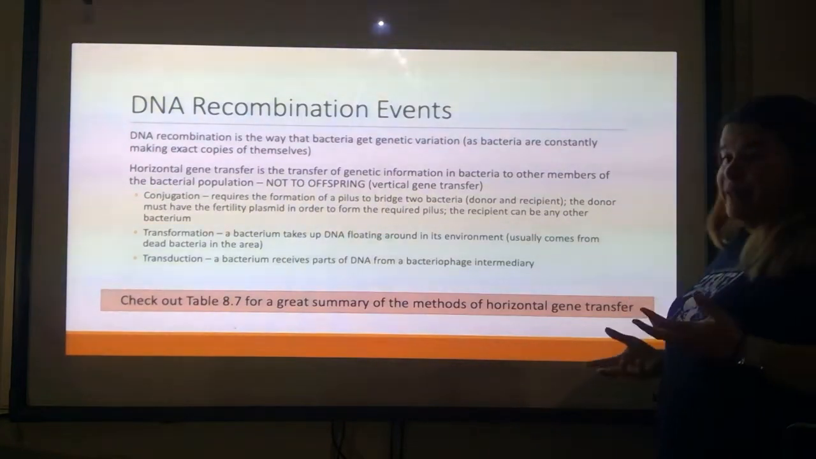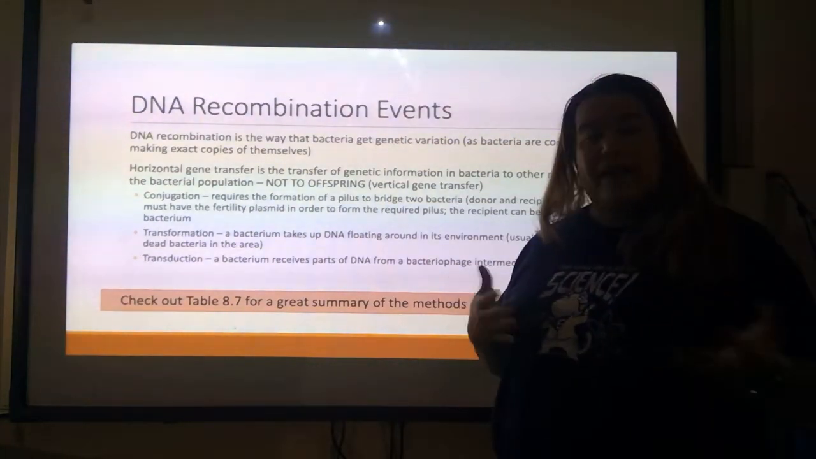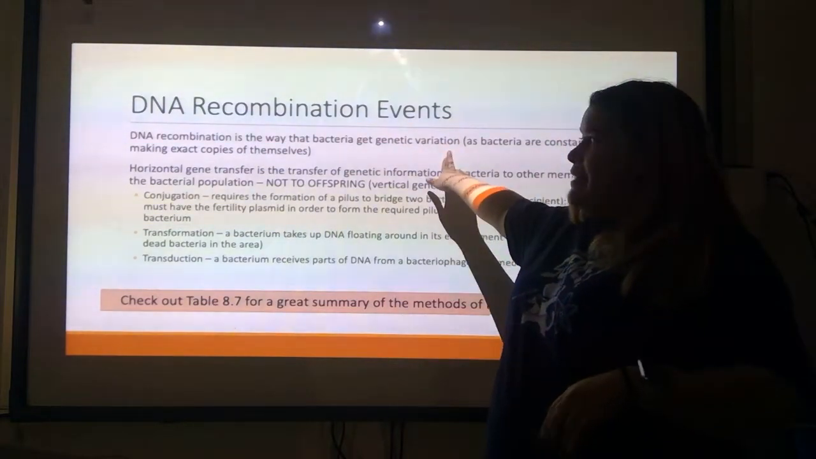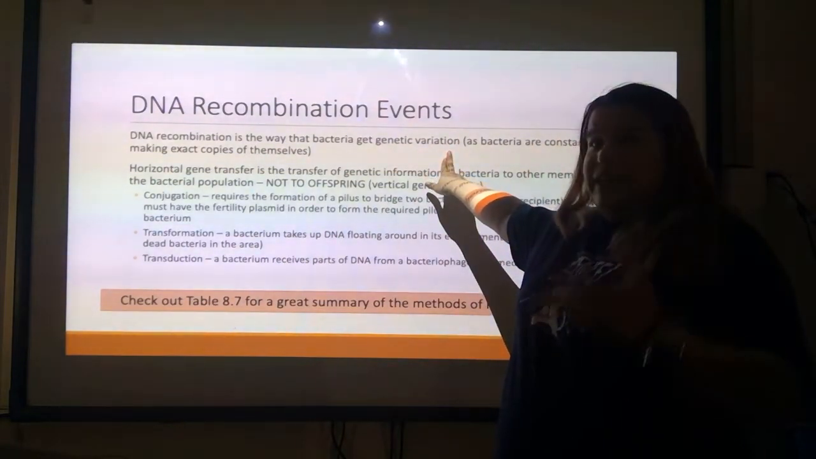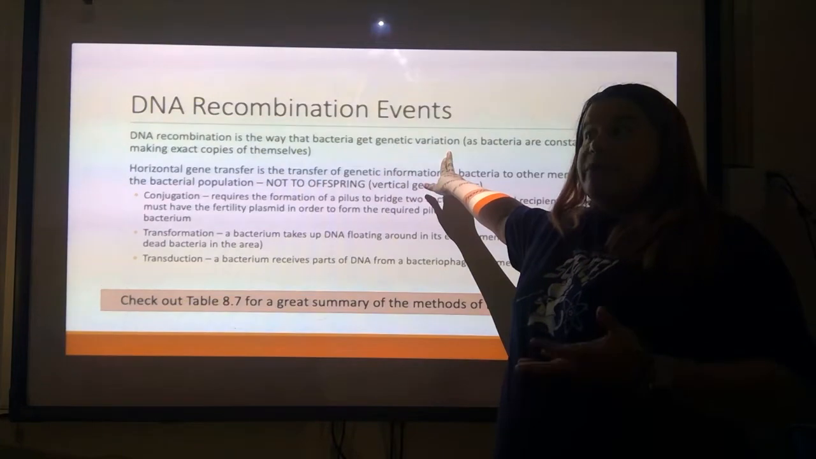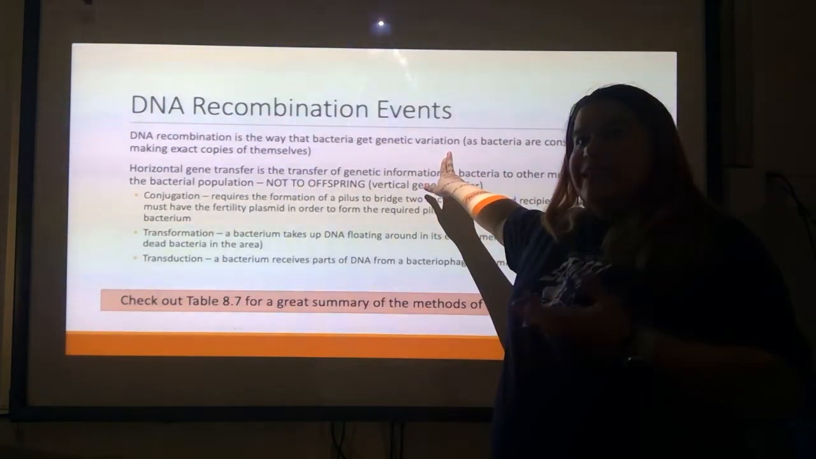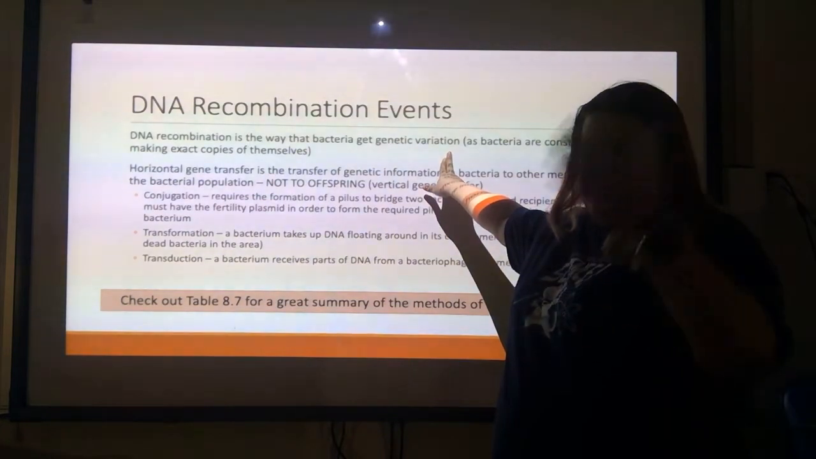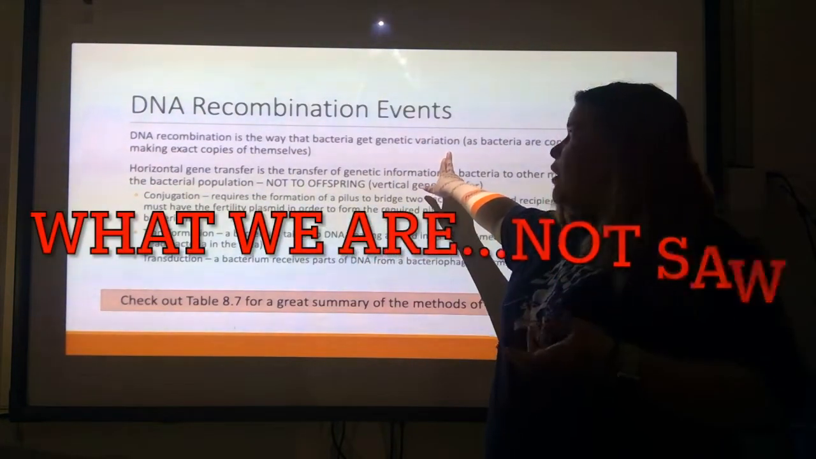Recombination is exactly what it sounds like, taking the parts we have and recombining them to make something different. This is how bacteria get genetic variation. Remember that with bacteria, we tend to want to make clones. We want to clone and make something that's exactly the same as what we saw.